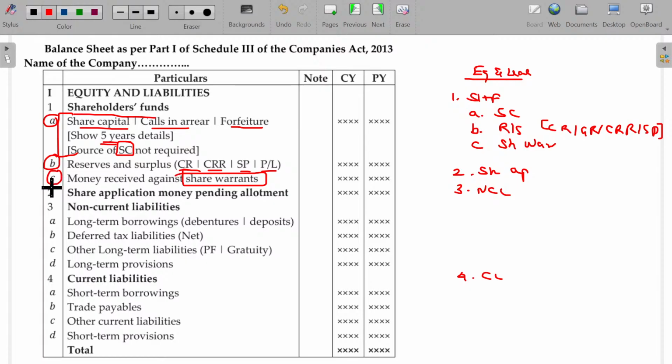And share application money pending allotment is also very simple. We collected the share application money for our business, but allotment is still pending. We have not confirmed the allotment as at the year end.